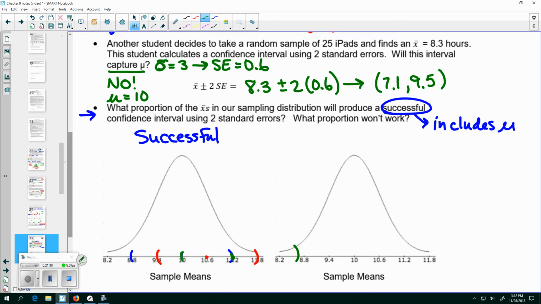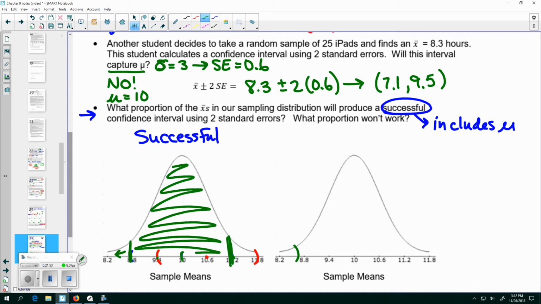But here's our cutoff. If we go any further to the right, if our sample mean is any bigger than 11.2, it's suddenly too far away for this procedure to work. And for similar reasons, if we go down 2 standard errors to the left, here's our cutoff down here. Anything below that isn't going to work. It's going to be too far away. So we're interested in all these sample means in the middle. So it turns out 95% of them will work.